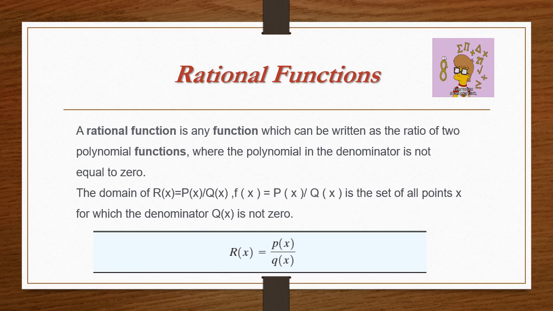The domain of R(x) equals P(x) over Q(x) is the set of all points of x for which the denominator, which is Q(x), is not 0. It's represented here in blue. R(x) is equal to P(x) over Q(x), where the denominator may not equal 0.